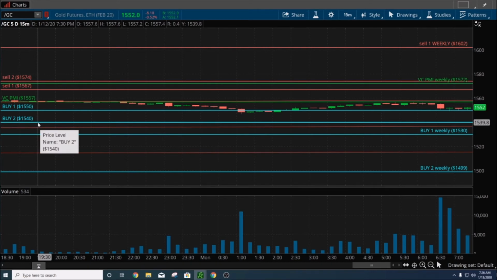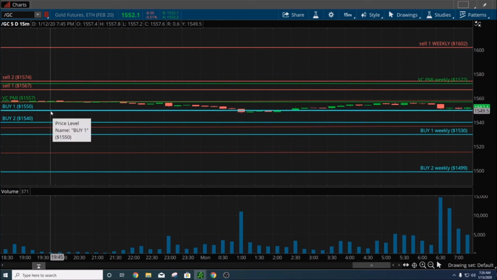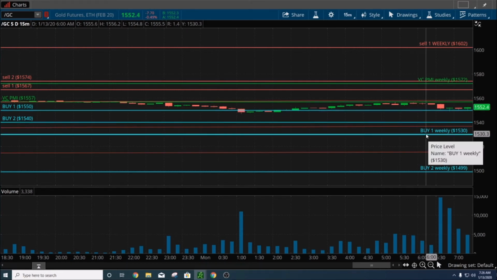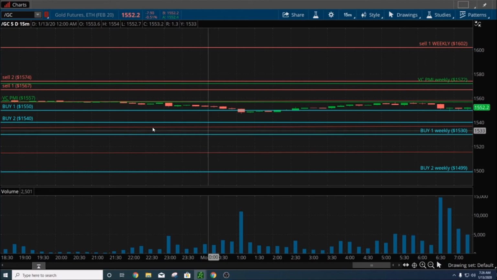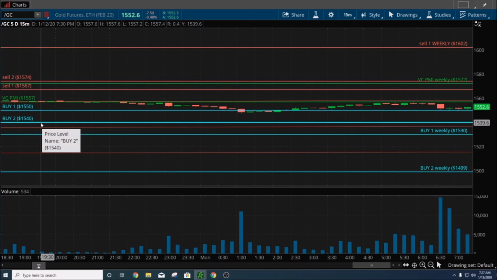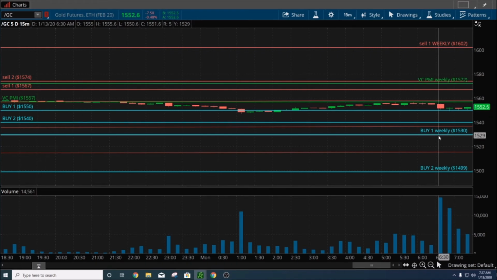So what this is telling me, the artificial intelligence is saying that we have a very good area of support on the daily with about a 90-95% probability, if the price activates the signal, that this is the area where we're going to find buyers. At the extreme, we use the weekly below, which is that 1530. So the levels of support are 1550, 1540 daily, and 1530 weekly.